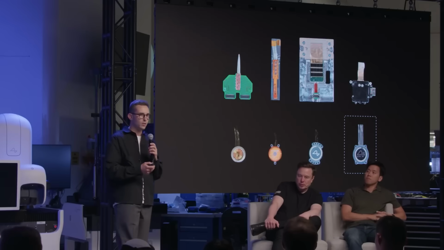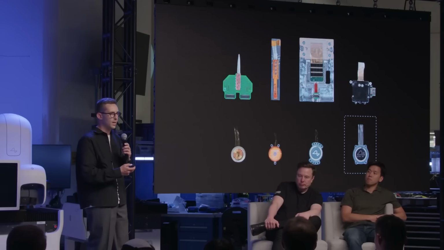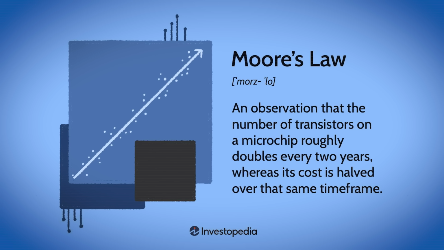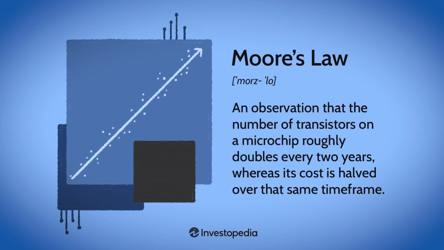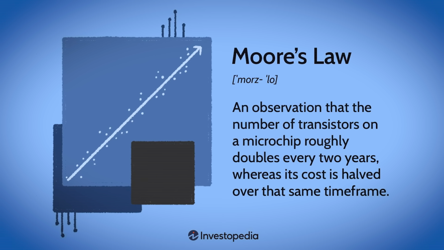Neuralink says it's no longer building for dozens of implants, but for thousands and then millions. The goal is nothing less than industrialization, and they are applying something called Moore's Law, which states that computing power doubles roughly every 2 years, to the brain itself.